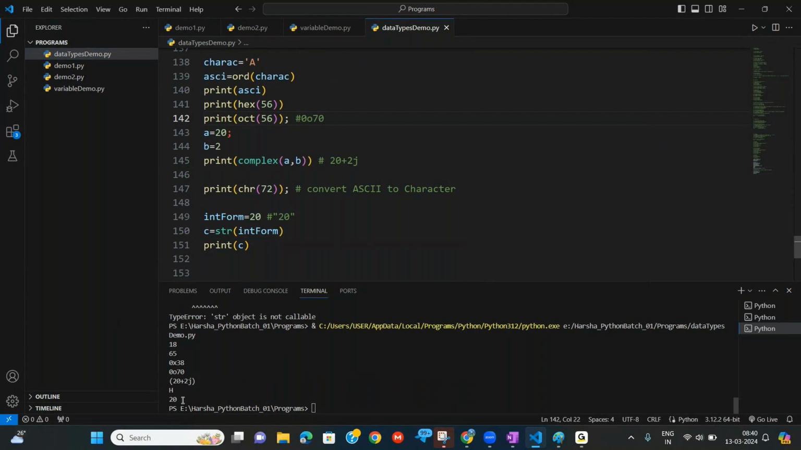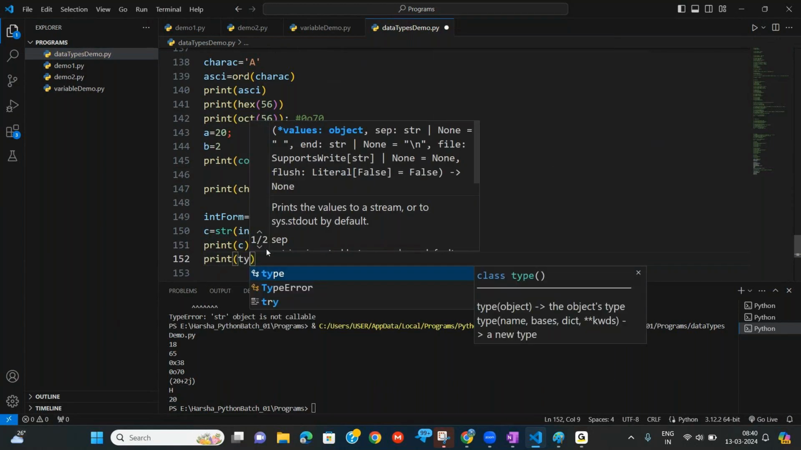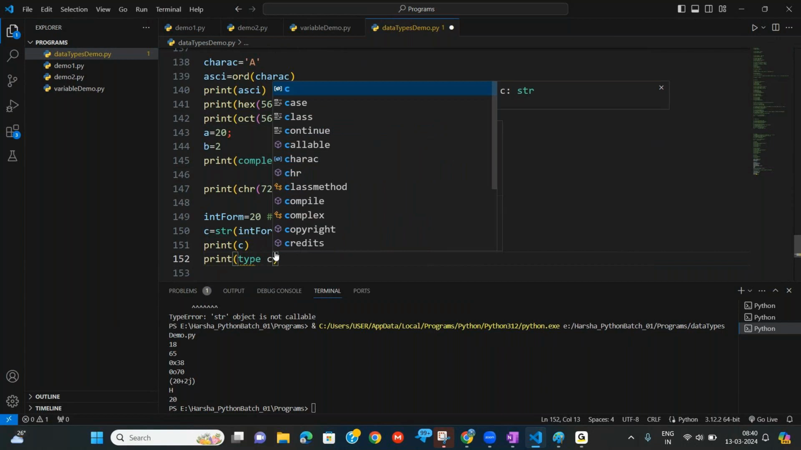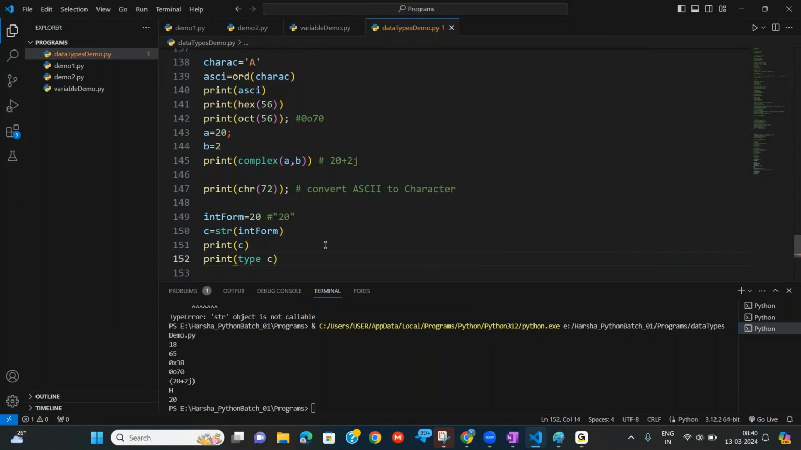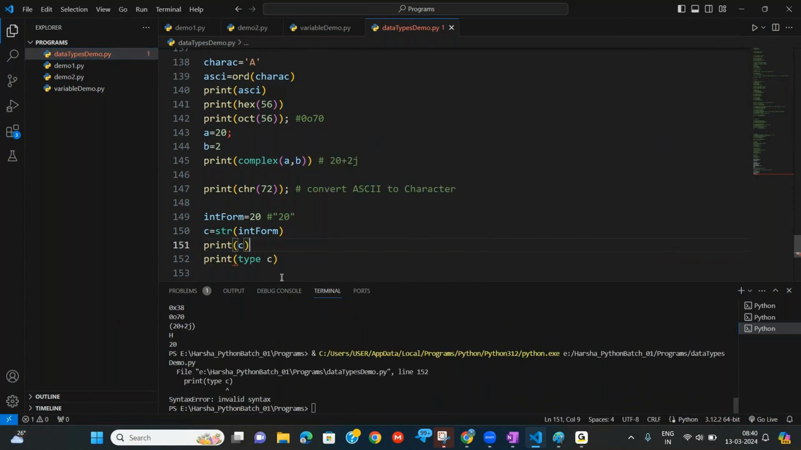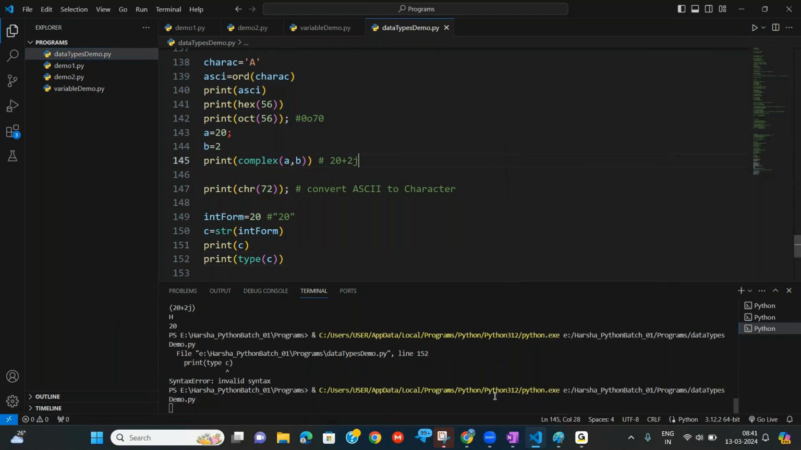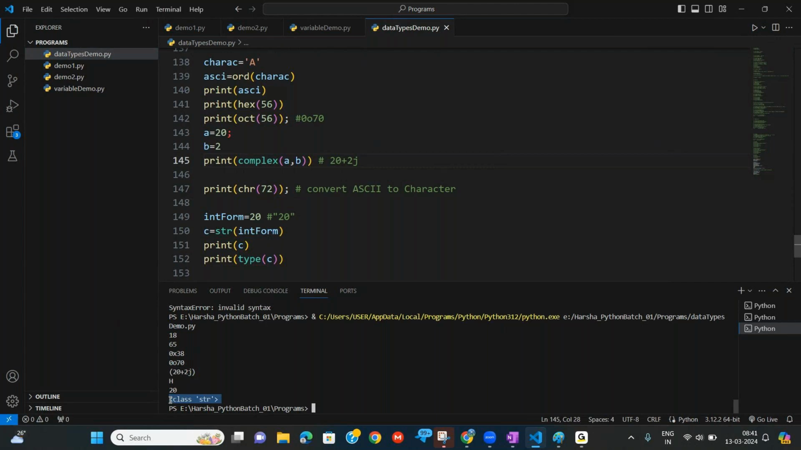See, you're getting this output. So how do you identify whether this 20 is in integer format or string format? You have to see the type of this. So type of C, right? You will find this C is giving you the string type. See, it is showing you str. Understood?